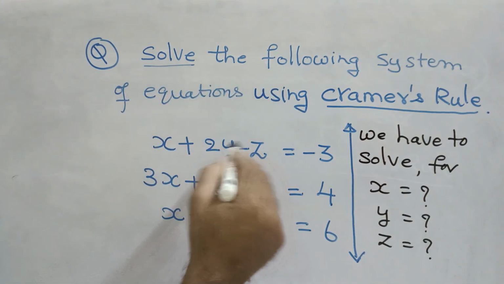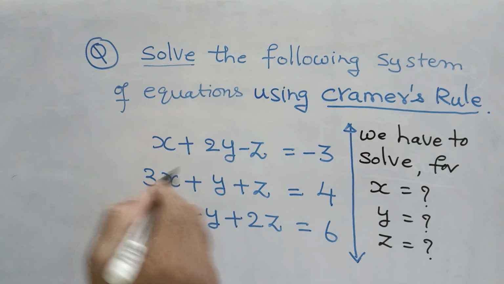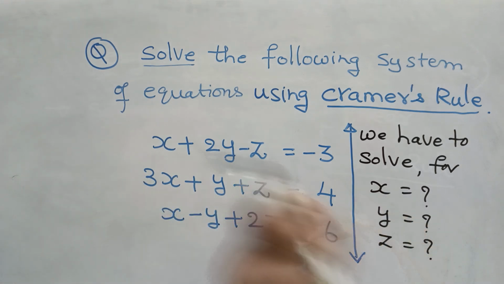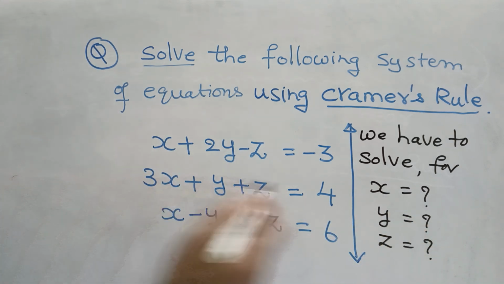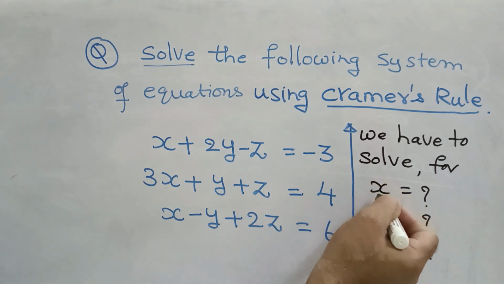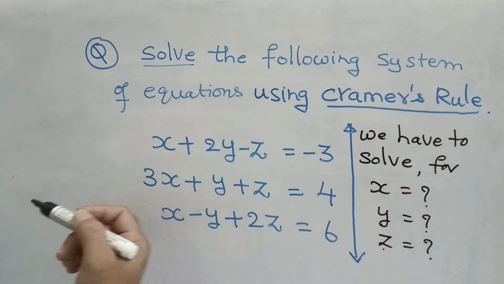Solving the given equations by using Cramer's rule is nothing but finding the values of x, y, z. How will the values of x, y, z be obtained? We obtain the values of x, y, z using Cramer's rule. That is the task actually.